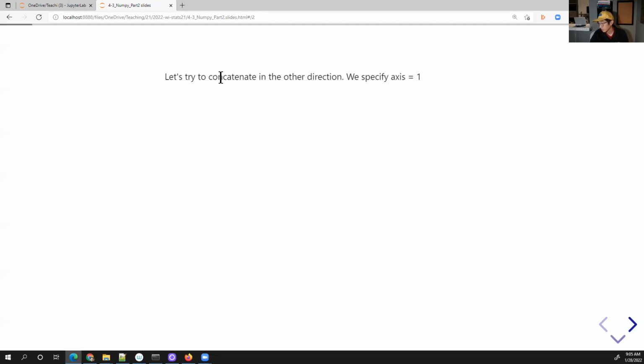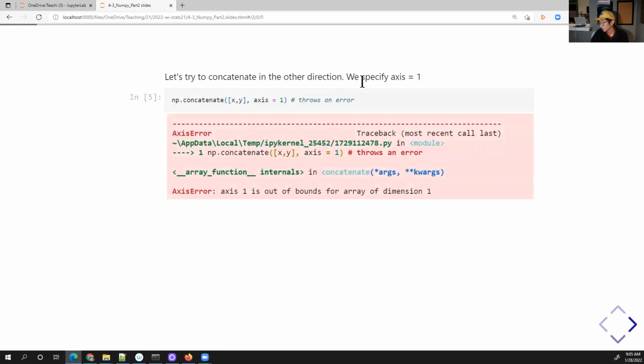All right, let's try to concatenate in the other direction. If we say, hey, concatenate not along this way, but in the other direction, it actually throws an error. Now why does it throw an error? Well, there's no other dimension, right? When you ask for the shape of one of those arrays, 0, 1, 2, 3, its shape is a tuple of length 1. This is the 0 index dimension, which is its length, and there's no axis 1 indexed value there.